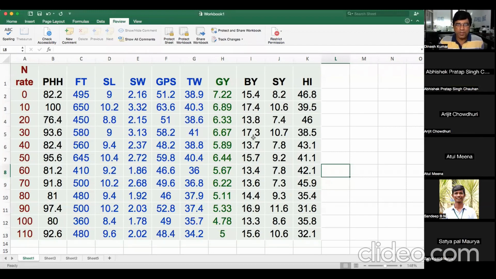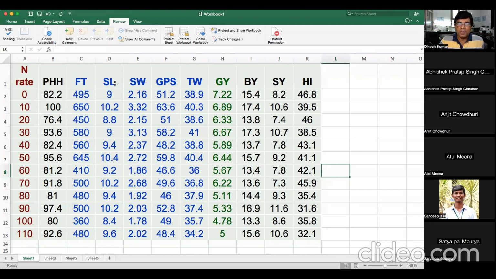Dear students, you are welcome again. Here you see data recorded from a field experiment. Nitrogen rate is the first column. This is the treatment variable which has created the differences in the data. You have levels like 0, 10, 20, 30, 40, 50, and so on up to 110. And these are the observations, which you can consider dependent or independent variables as per your choice.